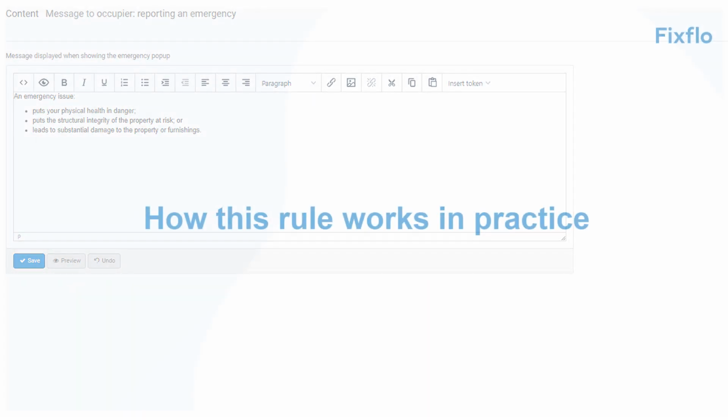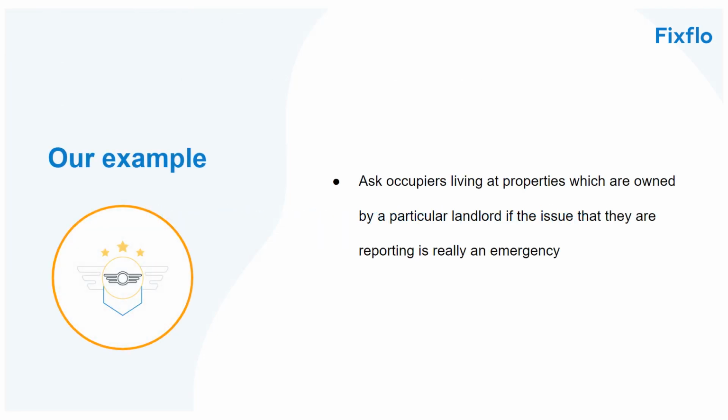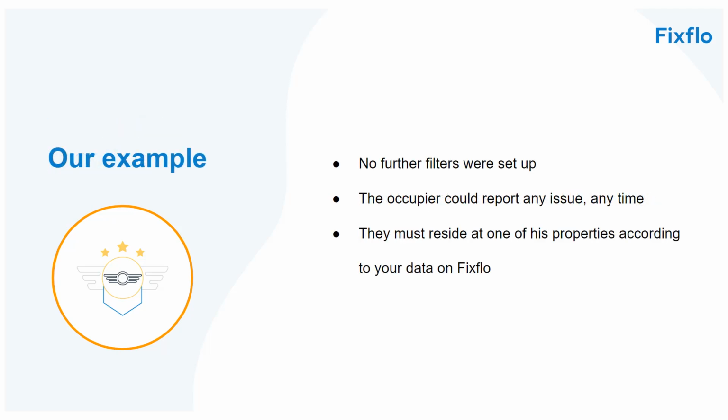Let's now have a look at how this rule works in practice. Our example has been set up to ask occupiers living at properties which are owned by a particular landlord if the issue that they are reporting is really an emergency. To see this in practice, we will need to report an issue at one of Mr. Moonling's properties. As no further filters were set up, the occupier could report any issue, any time. The only filter in place is that they must reside at one of his properties, according to your data on Fixflo.